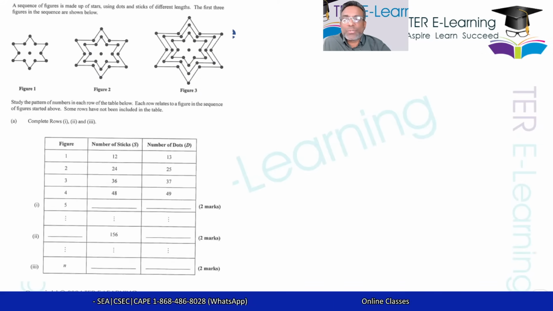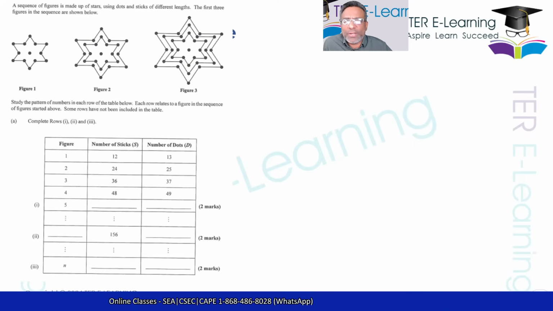So let's have a look at this question here. This is typically question 7 in your exam. I have multiple screens open here, so I hope you are seeing properly. A sequence of figures is made up of stars using dots and sticks of different lengths. The first 3 figures in the sequence are shown below. Question 7 is a question where, if you know what you're doing, you can gain some marks very easily. In some questions, you have to draw what the 4th figure is.